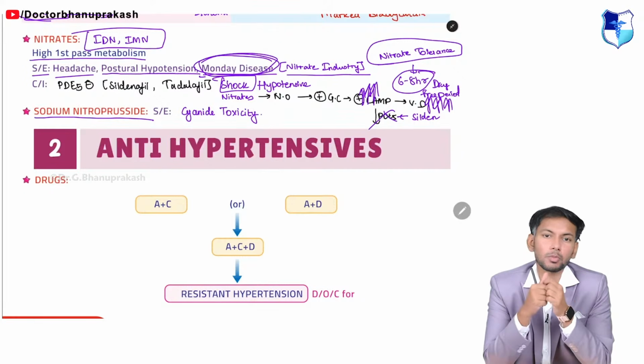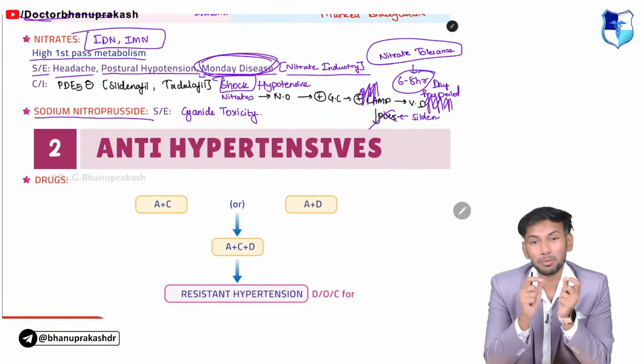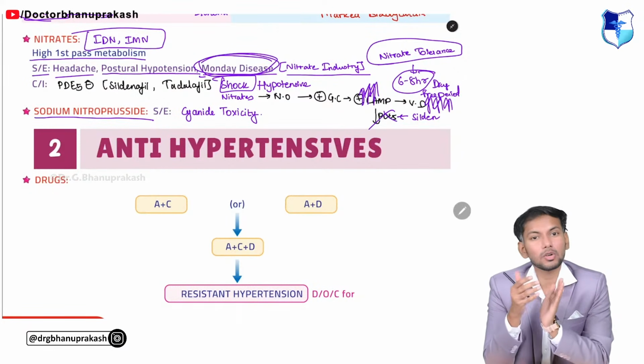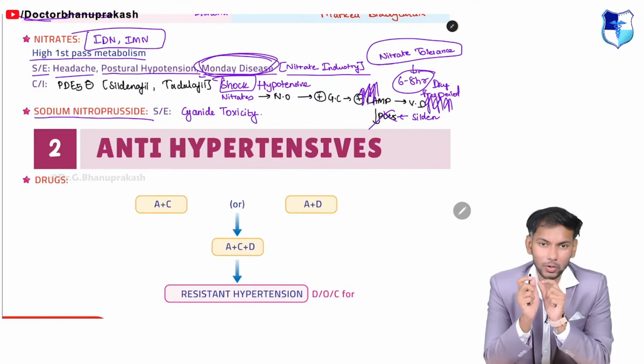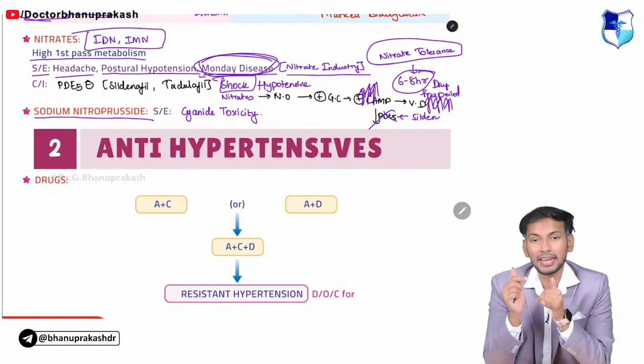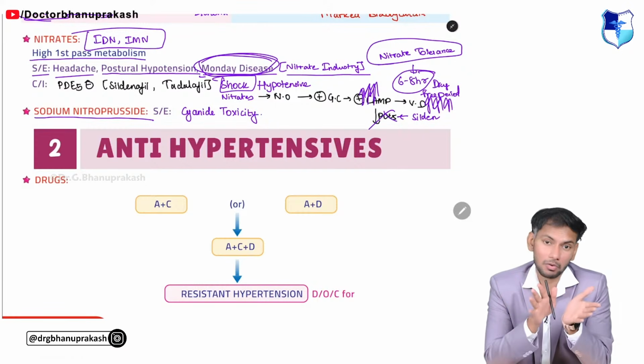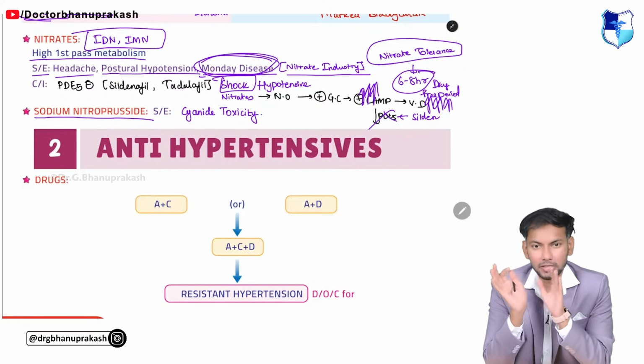Yes, in forensic medicine you must have studied the antidote for cyanide poisoning. This is hydroxocobalamin. If hydroxocobalamin is not there, you can give Lilly's antidote. What is Lilly's antidote? It is nitrites and sodium thiosulfate. Yes, please revise it from forensic.